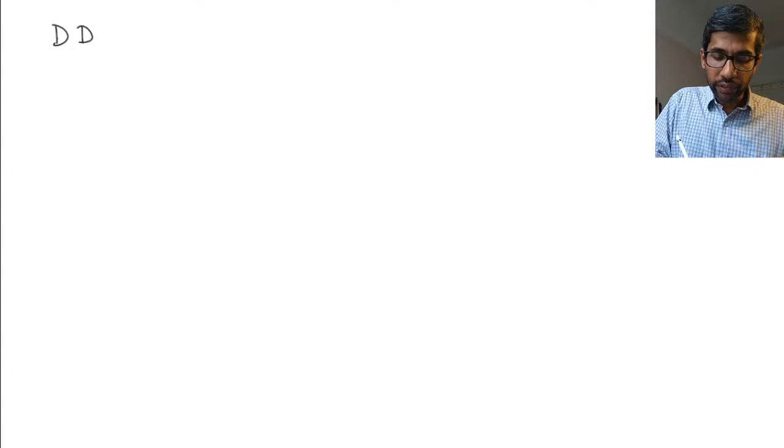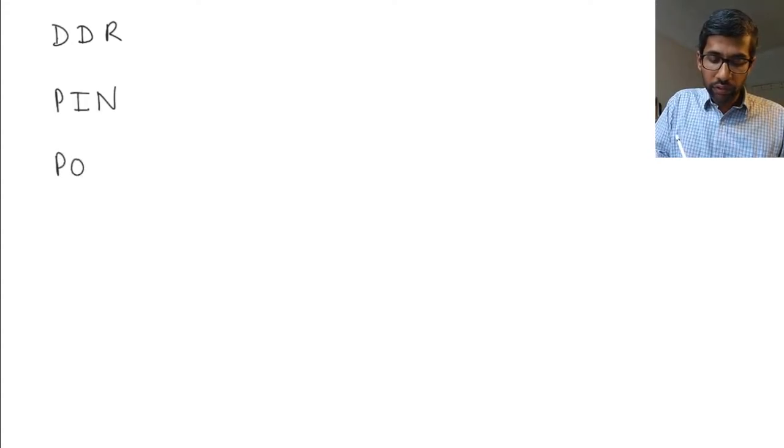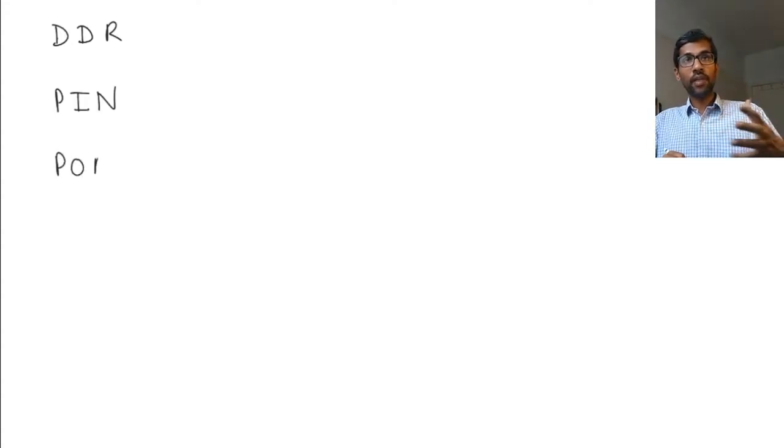Now, we have seen how the three registers, the data direction register, the DDR, the port input register, and the port register help us to do input output from a particular pin, right? Now, there are some complications here which I think we need to consider right now.